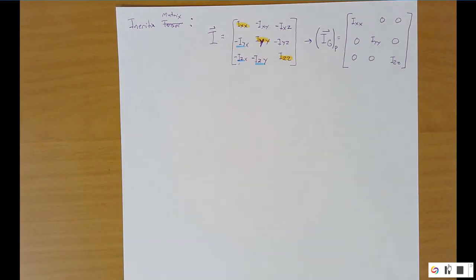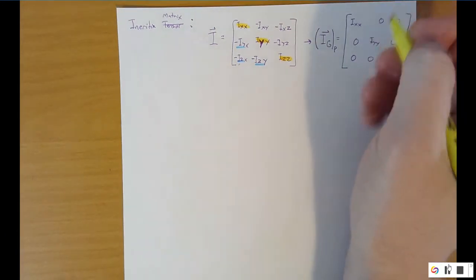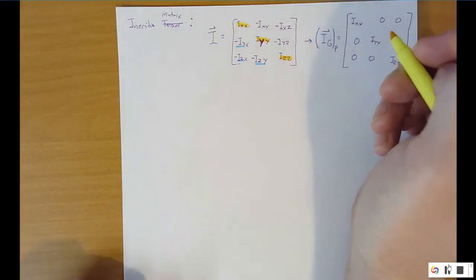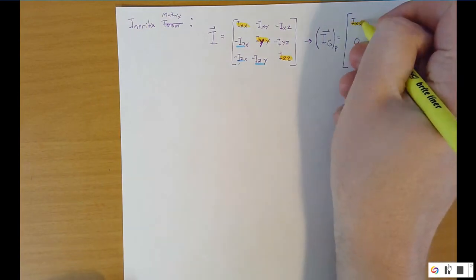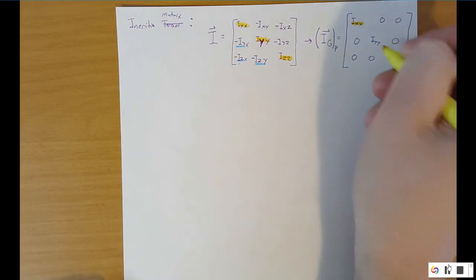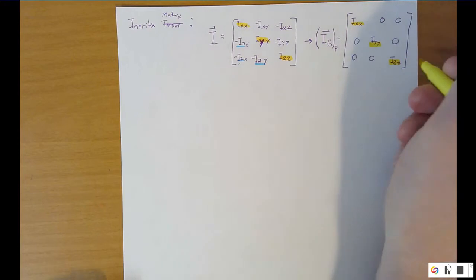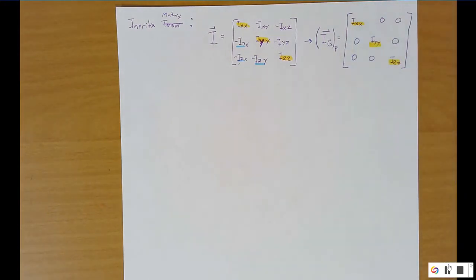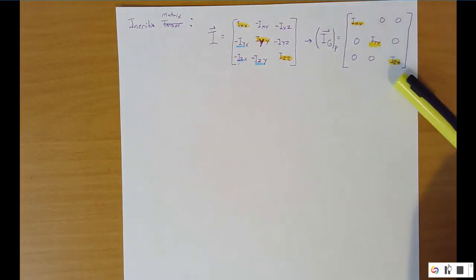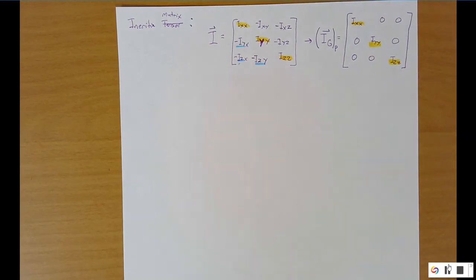Being able to get this to a diagonal matrix will later enable us, when we get to section 21.4, to get what's called Euler's equations of motion. So remember, that's sum of forces equals mass times acceleration, those kinds of things. So we want to be able to find the principal axis of inertia, if possible.